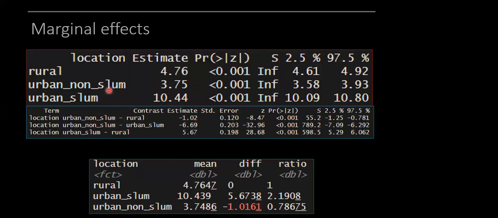So if we look here, in non-slum areas the expected mean number of stockouts is 3.7, and in rural areas it's 4.7. So when we take 3.7 and take away 4.7, we get about -1. So it's telling us that in non-slum areas, the number of stockouts is about 1 stockout per month lower on average than in rural areas.